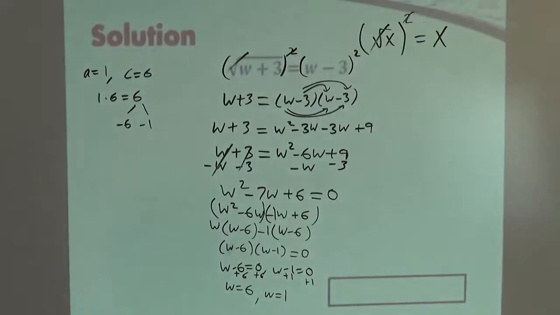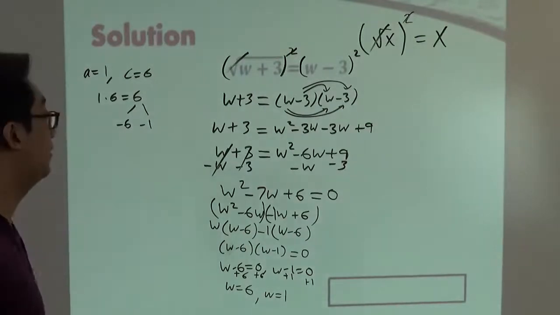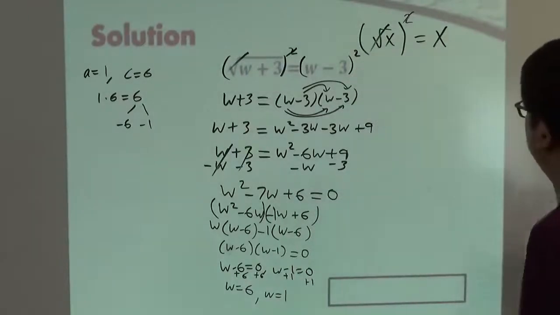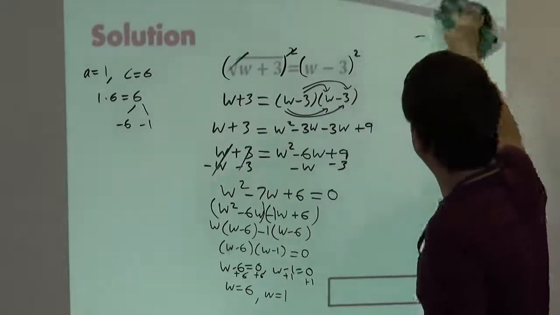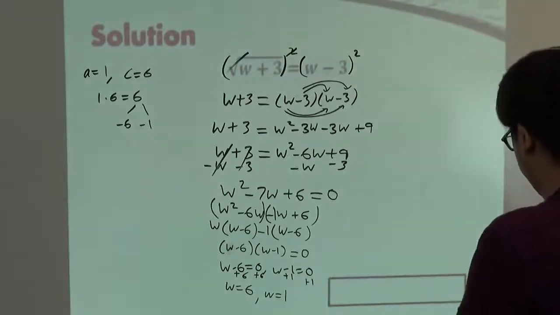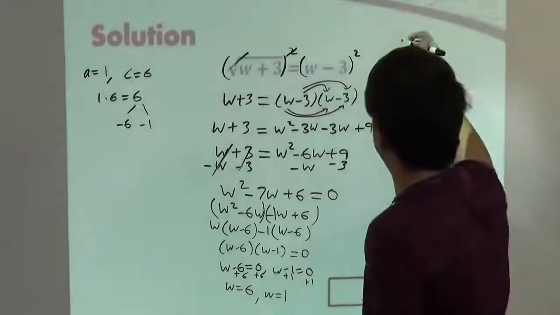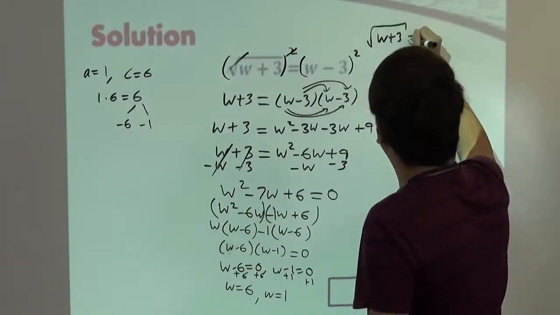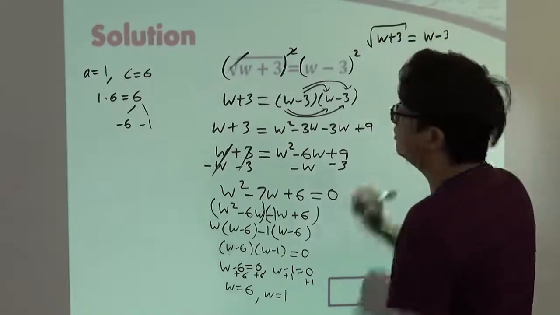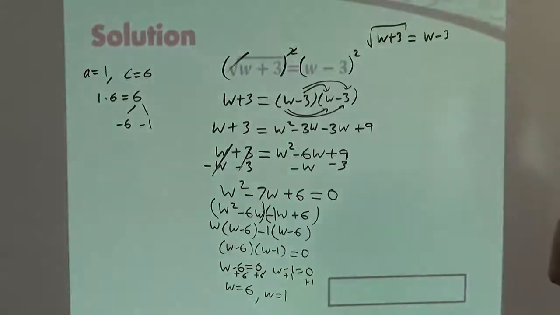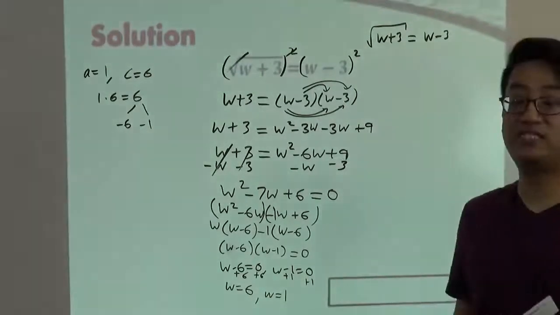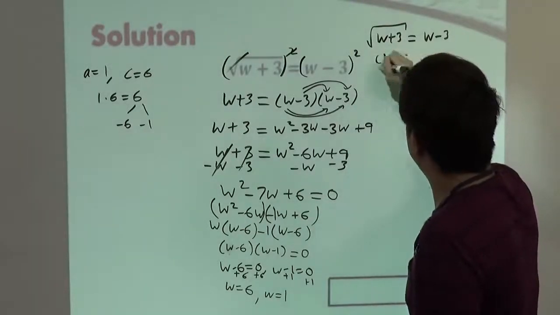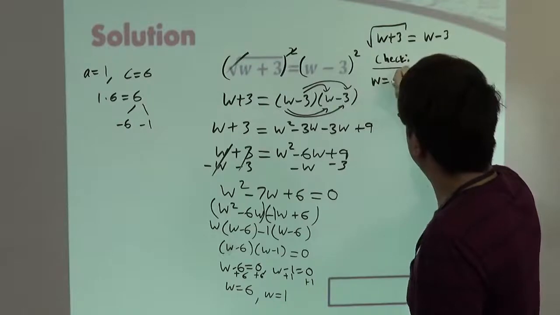So normally you'd say, hey, that's our answer, 6 and 1. But because we're dealing with square roots, we have to double check, right? Whenever you're dealing with square roots, you always want to double check your answer. So let's rewrite the original equation: square root of w plus 3 equals w minus 3. So that is our original equation. Now we need to check if both of these answers make sense. So check. Right? So when w is equal to 6, right?